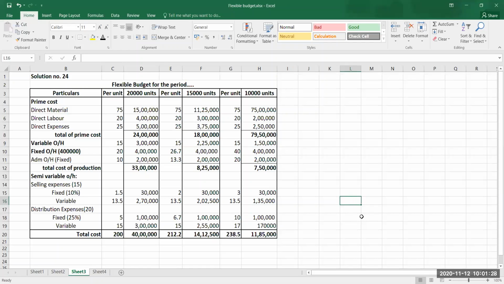I have already uploaded this particular solution on the Google Classroom. Yesterday only I uploaded it. You can just copy it now.